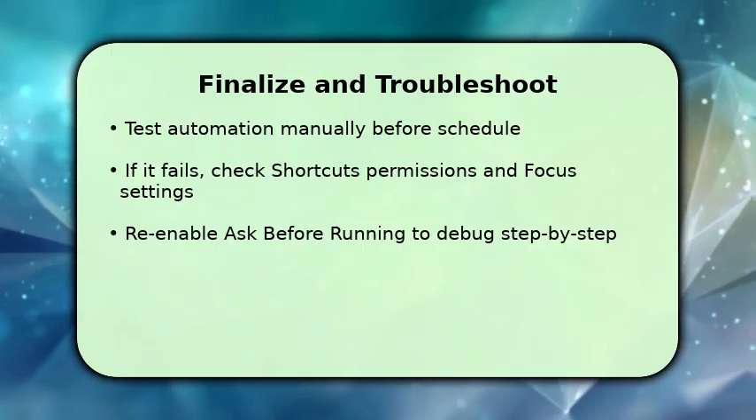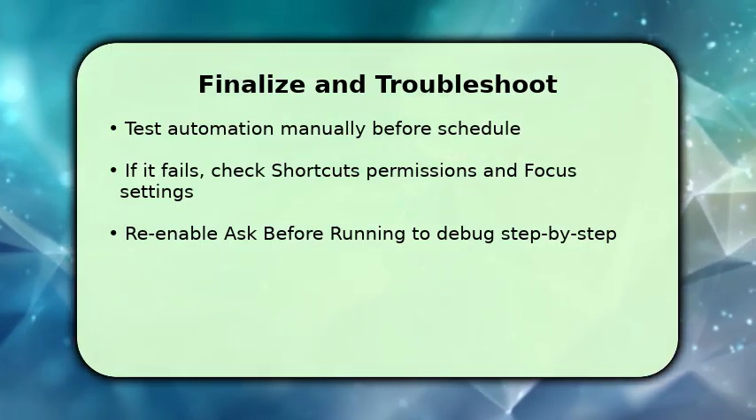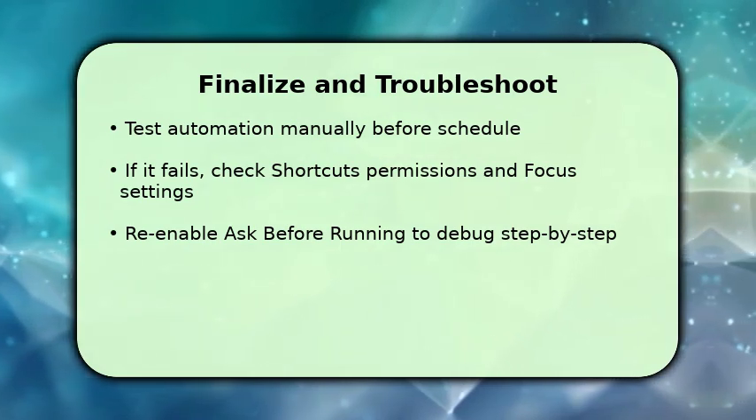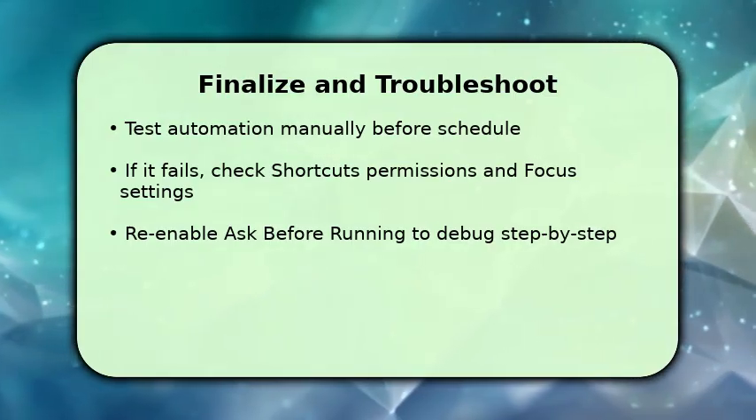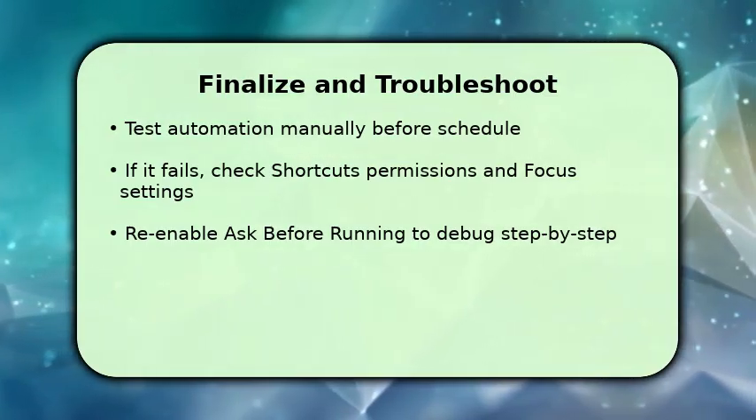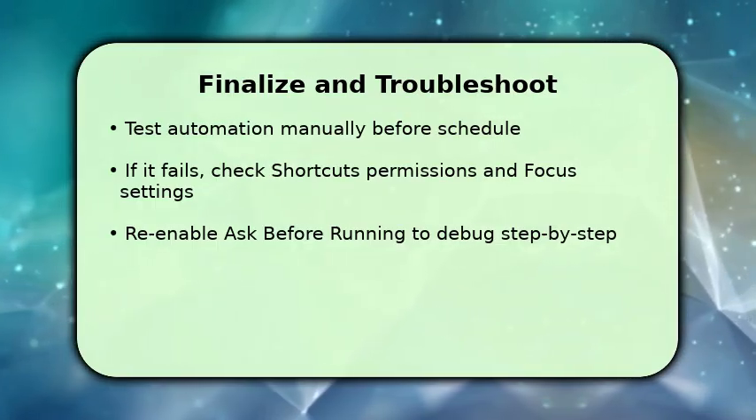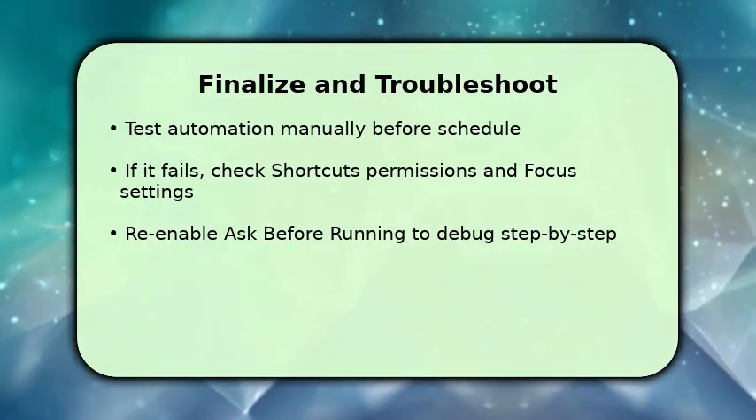Finally, test the automation manually by tapping Run to confirm each action behaves as expected. This reveals permission prompts or timing issues. Make sure Shortcuts has required permissions in Settings, and confirm Focus and Lock Screen actions are allowed. If something goes wrong, re-enable Ask Before Running to receive prompts and identify the failing action, then fix and retest.